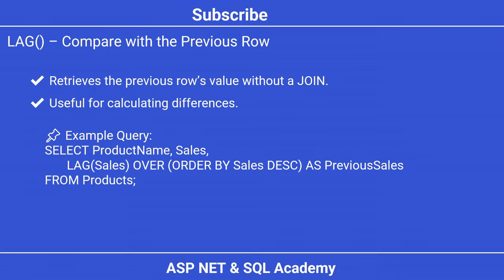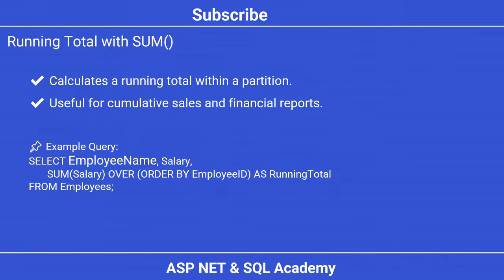Lag works like lead but moves backward. It is useful for comparing values with the previous row. Sum with the over clause calculates a running total without grouping the results. It is commonly used in financial reports.